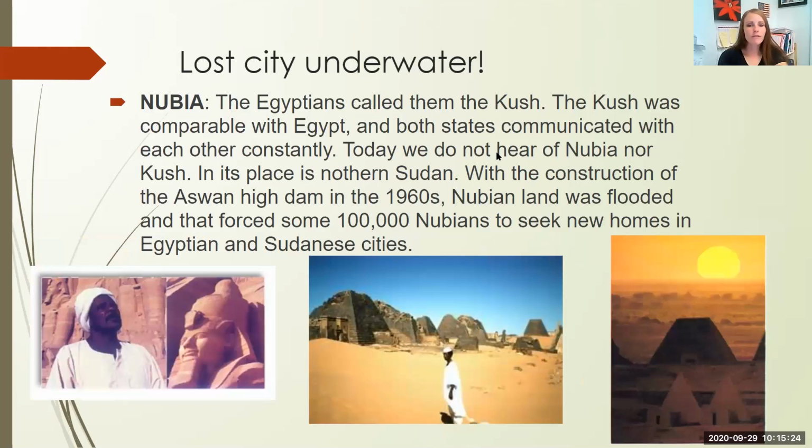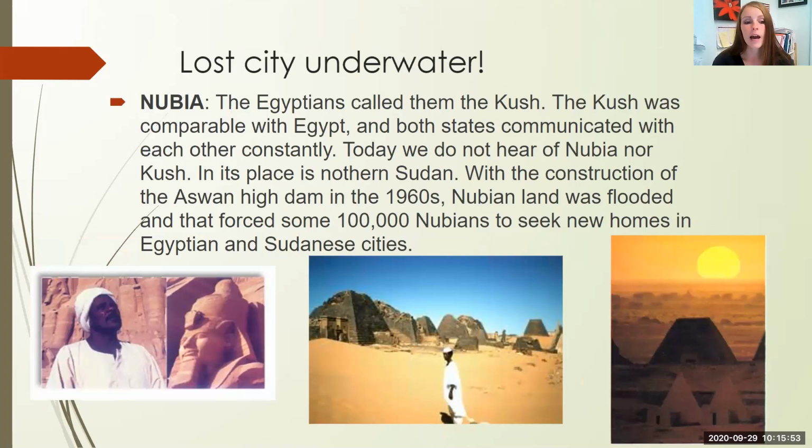While you guys are finishing that, they have a lost city from ancient Egypt. So in Nubia, the Egyptians called them the Kush. The Kush was comparable with Egypt, meaning the size. And both states communicated with each other constantly. Today, we do not hear of Nubia nor Kush. In its place is northern Sudan. So it's a country in the middle of, just under Egypt, basically, in Africa.